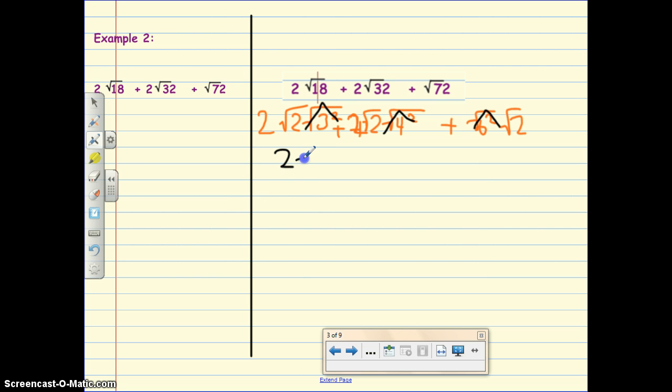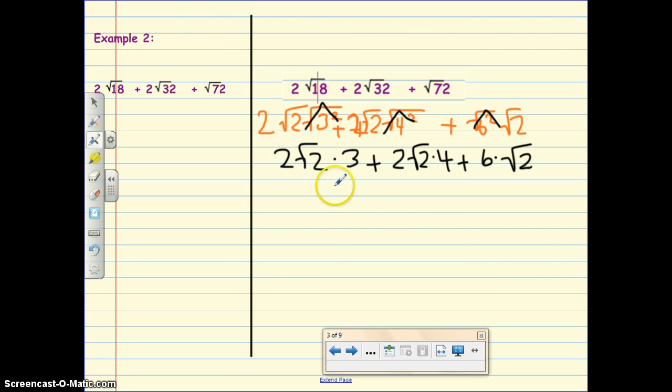So I have 2 square root of 2 times 3, plus 2 square root of 2 times 4, plus 6 times the square root of 2. I'm noticing that I have some regular numbers, these coefficients, and we like to write those out front in general. So I'm going to rewrite this one more time.